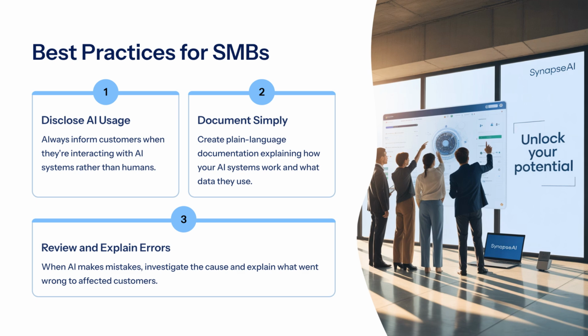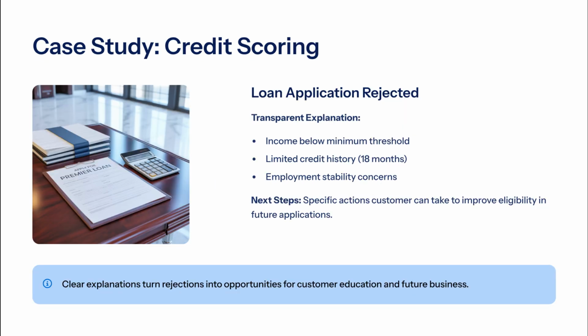Third, when mistakes happen, acknowledge them. If your chatbot gives a wrong answer, own it, explain why, and fix it. Customers forgive mistakes far more easily than they forgive silence. Here's a real world case.